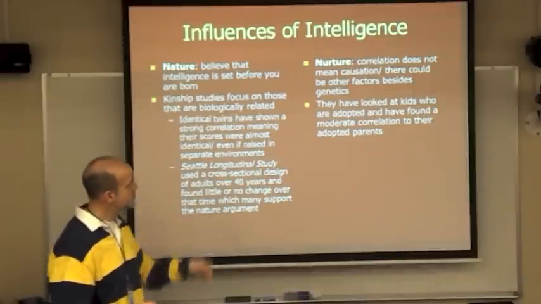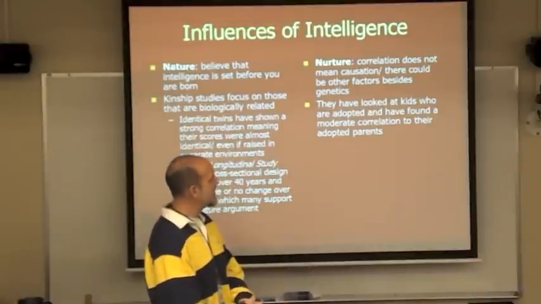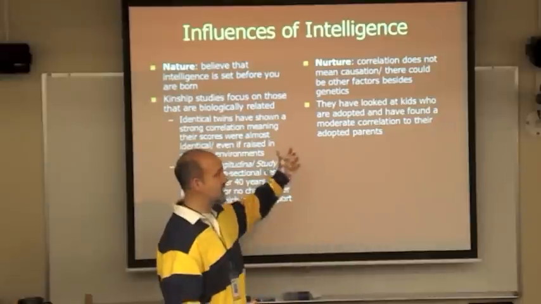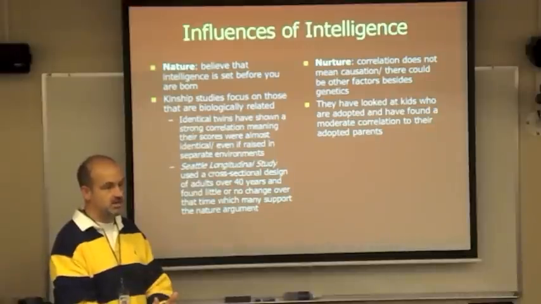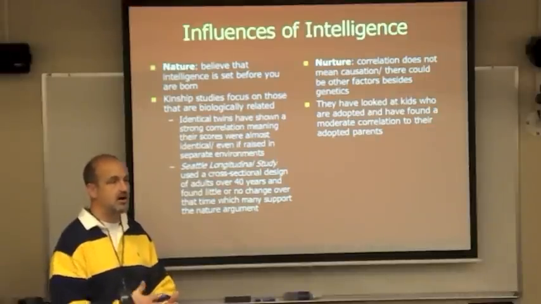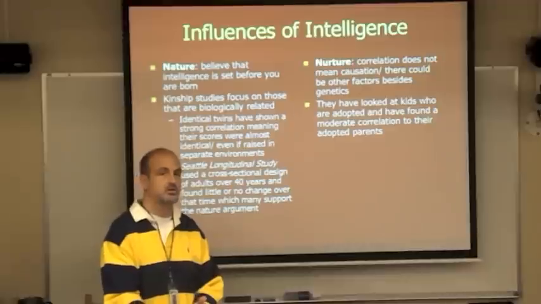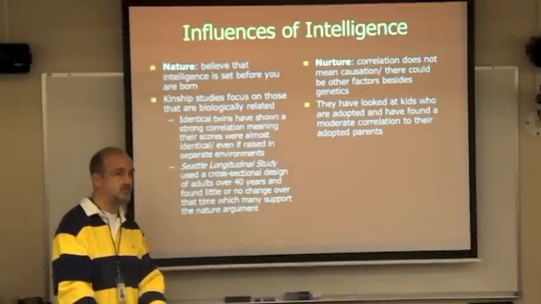Now, nurture basically says that kids who were adopted often start to have a moderate correlation to their adopted parents. So in other words, a child was adopted, raised with their adopted parents, and often started to mimic or become very similar to their type of intelligence. So that would support the nurture side of the argument.